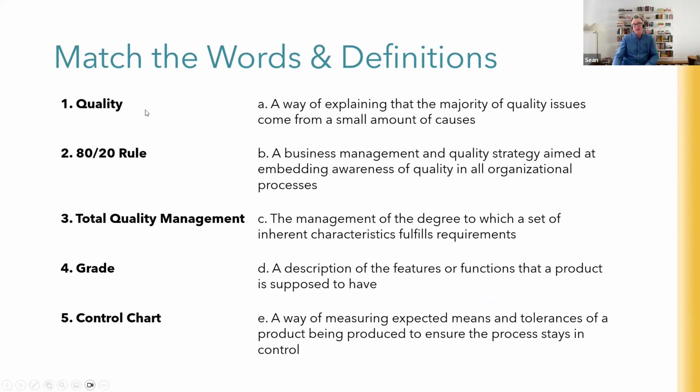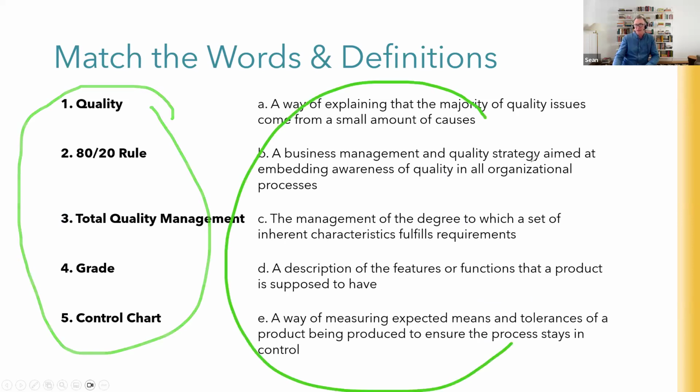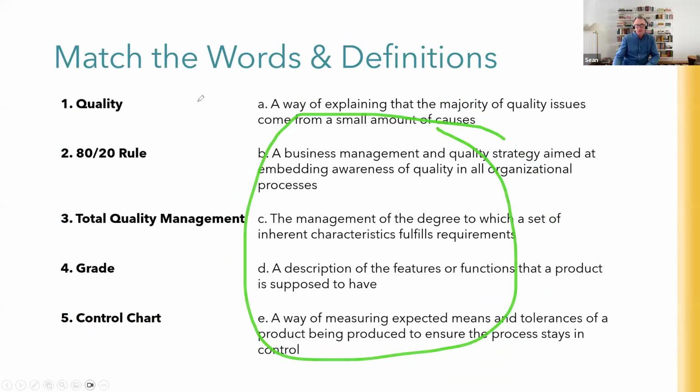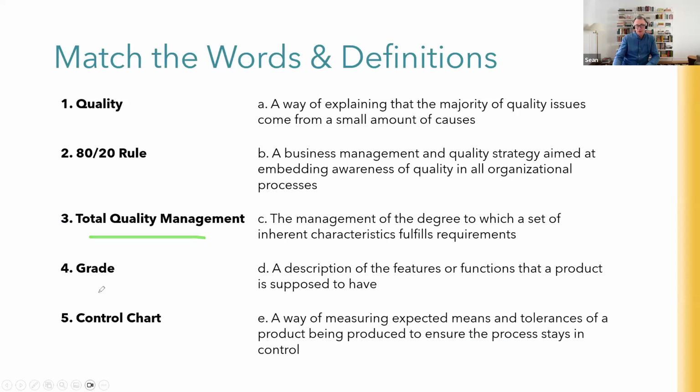So have you been paying attention? Here we are. This is the words and the definitions. So we got the words on the left-hand side and the definitions on the right-hand side. The words are quality, 80-20 rule, total quality management, grade, and control chart. So give you a second there. What is the best definition of quality? Is it A, B, C, D, or E?